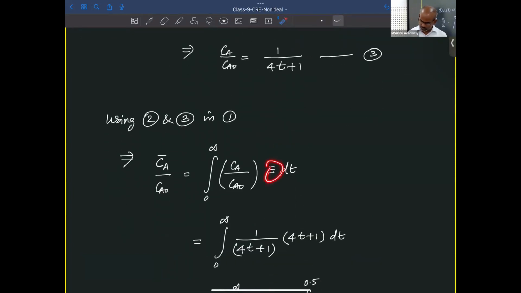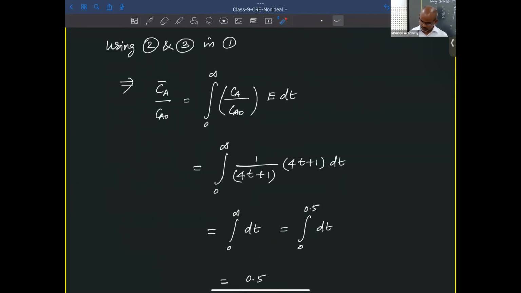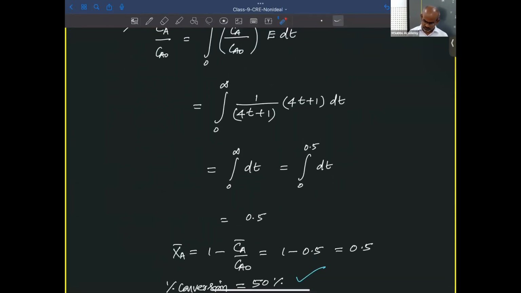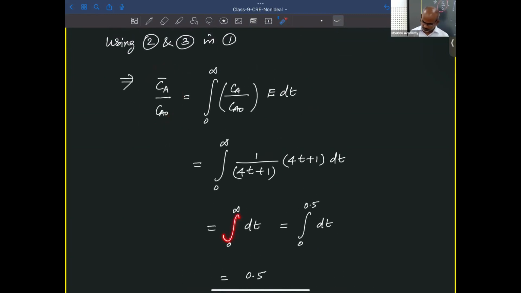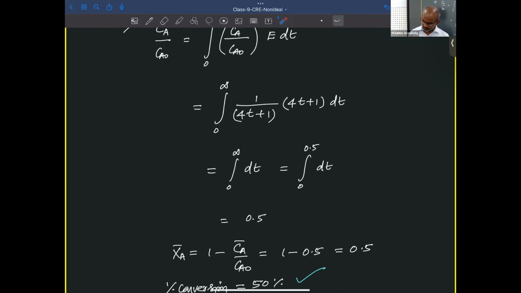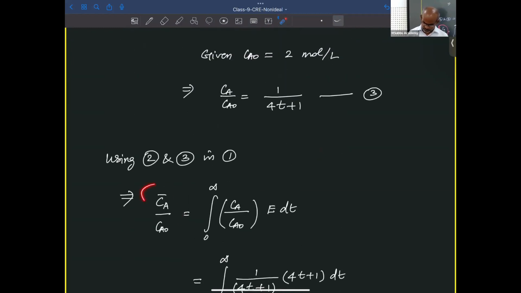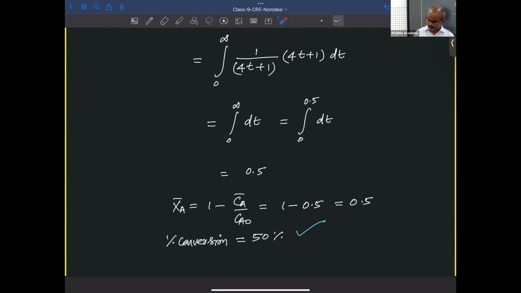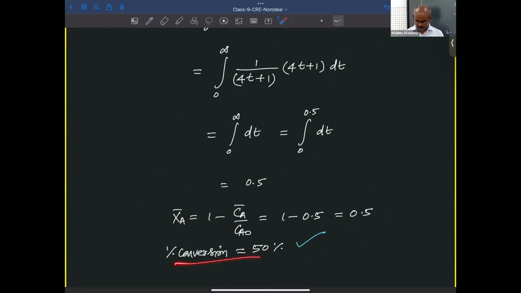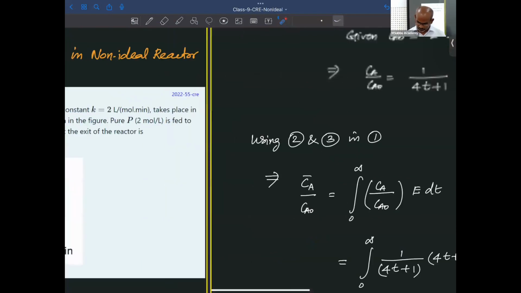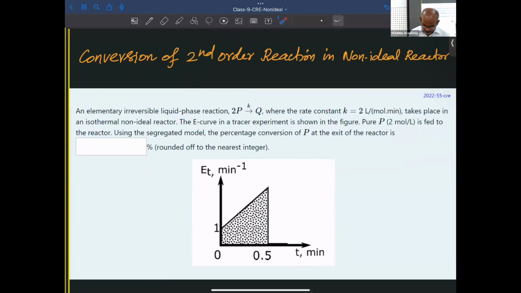We know E of t is 4t plus 1, and CA by CA naught is 1 by 4t plus 1. Simply cancelling out, the average CA by CA naught is the integral of dt from 0 to infinity, which here is 0 to 0.5 dt. So 0.5 is the value of CA by CA naught, and the conversion is 1 minus that, which is 0.5. So the percentage conversion is 50%, which is the accepted answer.